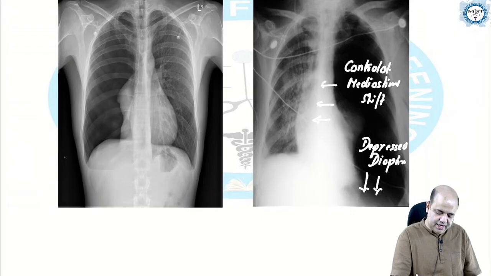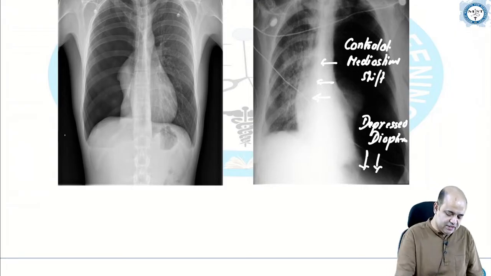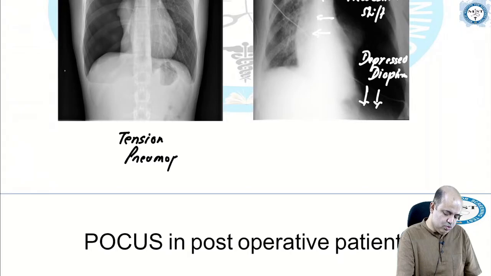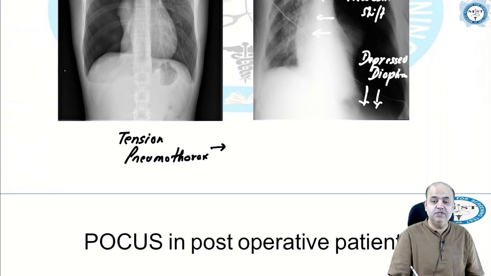All this indicates that the air in the pleural cavity is under tension. This is a diagnosis of tension pneumothorax. And what is the emergency treatment?